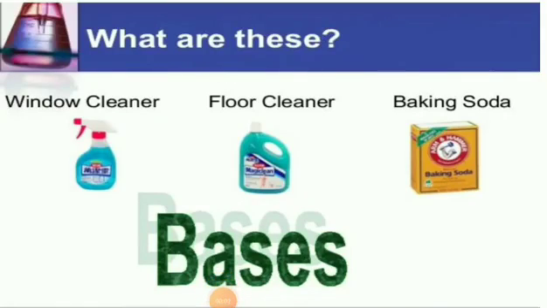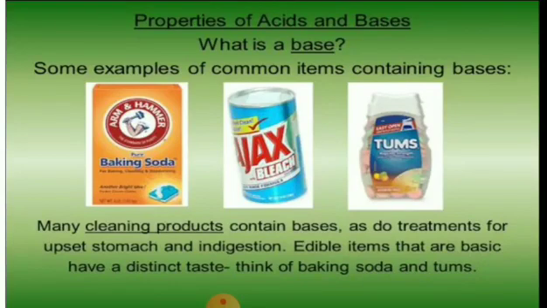Okay, see the picture. What are these? Window cleaner, floor cleaner, baking soda. Is this acid or base? Right, they are bases. Do you follow, students? Some examples of common items containing bases. Many cleaning products contain bases, as do treatments for upset stomach and indigestion. Edible items that are basic have a distinct taste. Think of baking soda and tums. So these are bitter in taste.